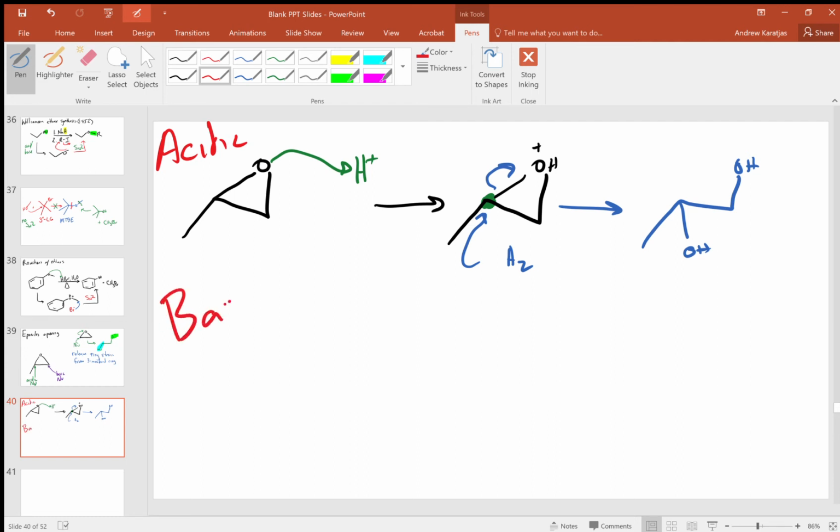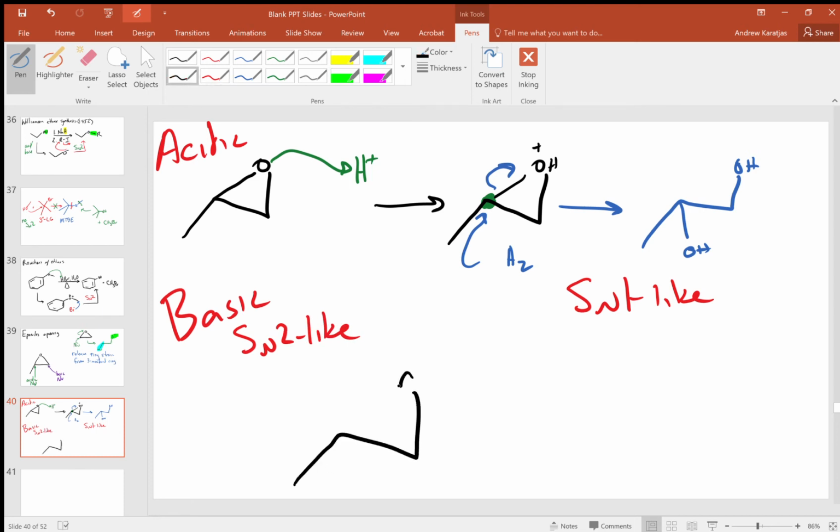What about under basic conditions? So we could say that the acidic conditions are SN1 like. Basic conditions are going to be more SN2 like. So under basic conditions, there's no protonation of the epoxide, so there's no cation formed. So where will our nucleophile attack? Our nucleophile, as in an SN2 reaction, will attack where there's more space. That's at our less substituted carbon here, and then after protonation, we get our product.